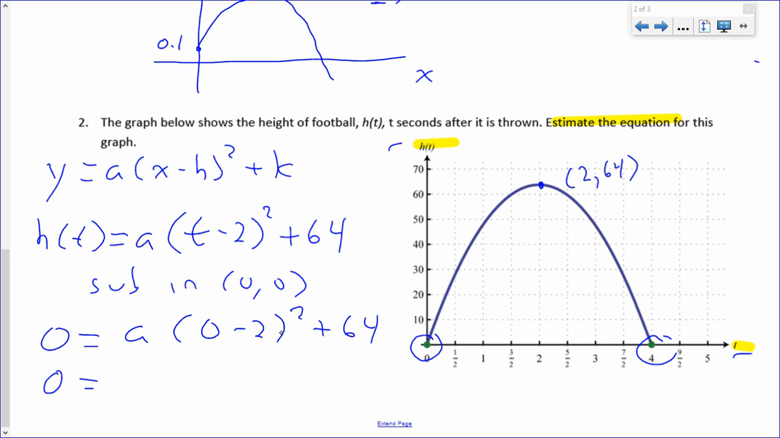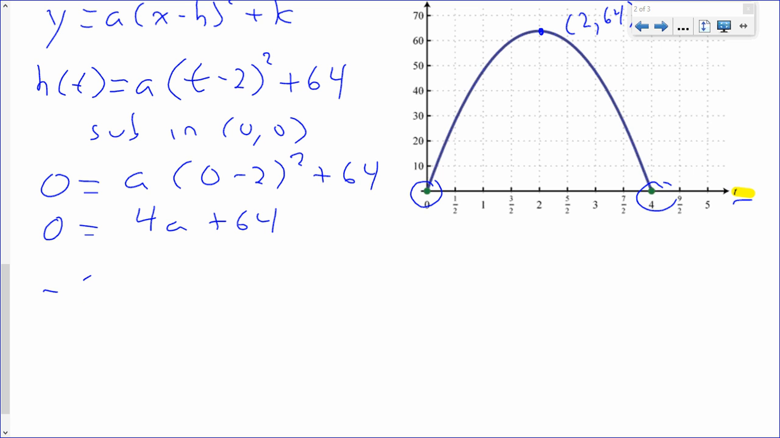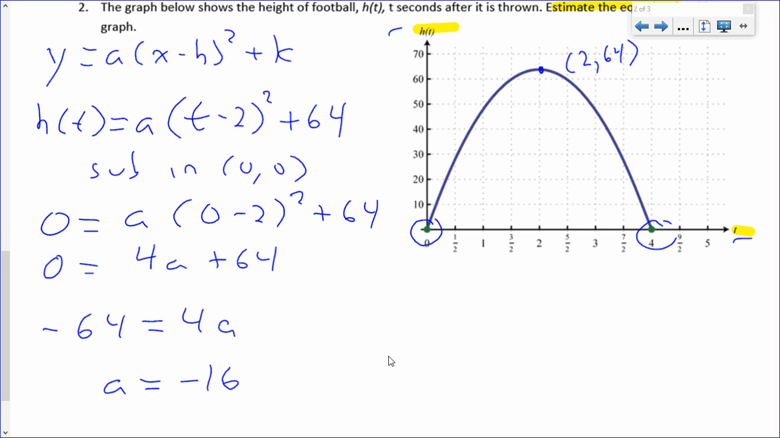If I take negative 2 and square it, I get positive 4, multiplied by a gives me 4a. So 0 equals 4a plus 64. Bring the 64 over. Dividing both sides by 4 gives you negative 16 for your answer there. So we can then write the equation out. h of t is equal to negative 16 times t minus 2 squared plus 64.